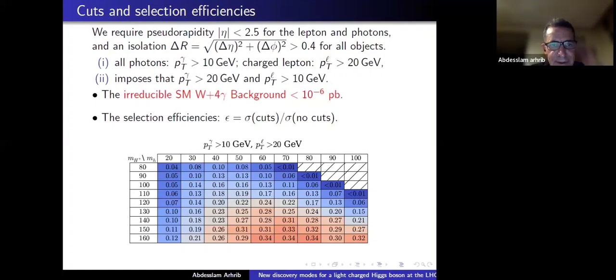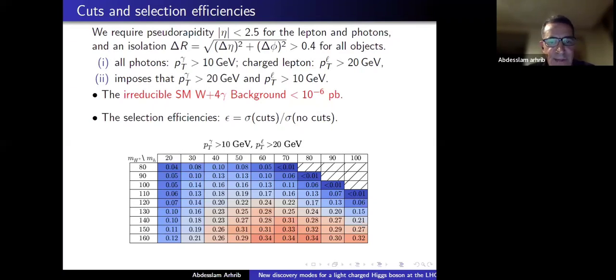Okay, so we did some cut and selection efficiencies. So we require the pseudorapidity to be within range. If you do this kind of Monte Carlo analysis, we took actually the same conditions that ATLAS and CMS use. So the pT of the photon should be greater than 10 GeV, and the charged lepton pT should be greater than 20 GeV. And we took also the opposite case: if the pT of the photon is greater than 20, the pT of the lepton should be greater than 10.